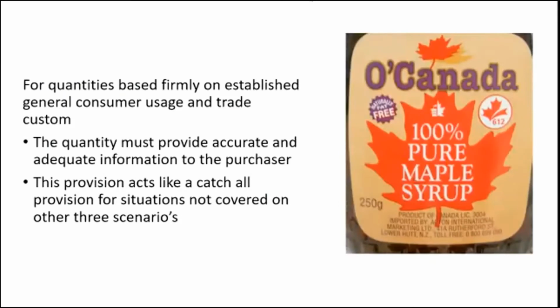Okay, for quantity based firmly on established general consumer usage and trade custom, the quantity must provide accurate and adequate information to the purchaser. This provision acts like a catch-all provision for situations not covered by the 3 scenarios. So when it's not covered, we could use the quantity that is used to, because it's already established, like mass. And this sample is mass. Okay.